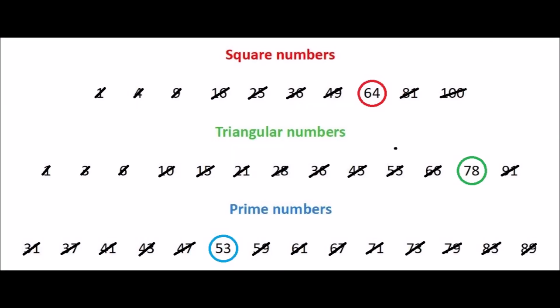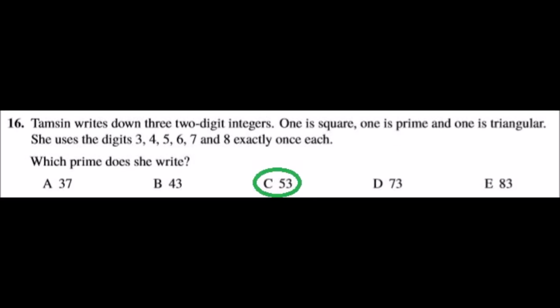So that means that the square number is 64, the triangular number is 78, but the answer to the question, the prime number, is 53.